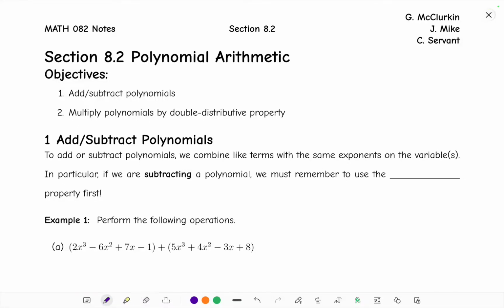Hello, today we're going to cover section 8.2, Polynomial Arithmetic. The objectives of this section are to add and subtract polynomials, and multiply polynomials by double distributive property. So first let's add and subtract polynomials.